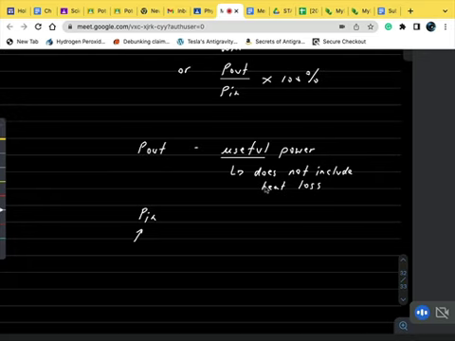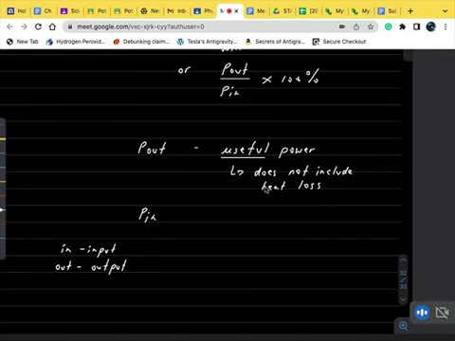Let me be clear on this. In refers to input, putting it in. Out refers to what you are outputting.